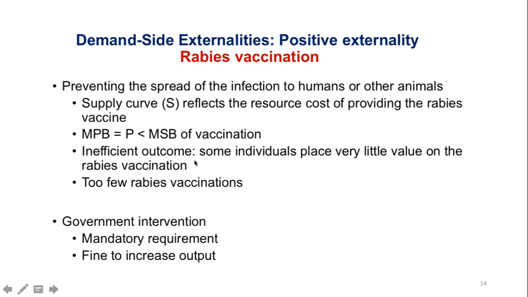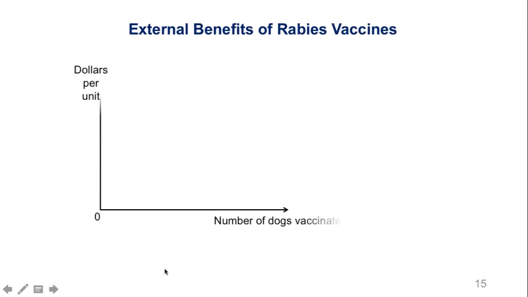And so the efficient output is higher, because some individuals place very little value on the vaccination. The allocation of resources is based on the marginal private benefit, which is smaller than the marginal social benefit. So too few vaccinations happen in the private market. The government intervention would be either putting a mandatory requirement for vaccination or imposing a fine, to increase the output.